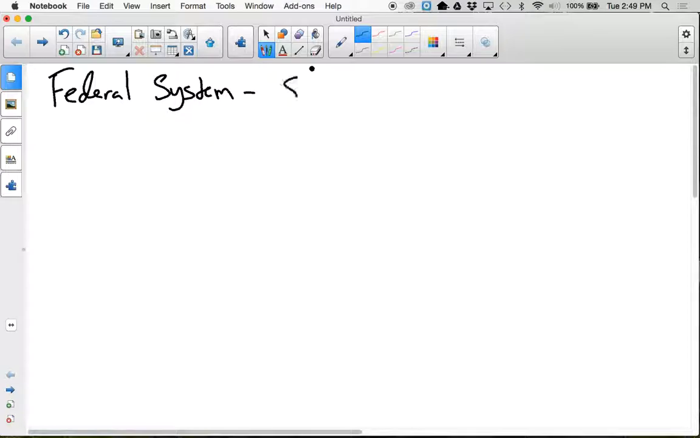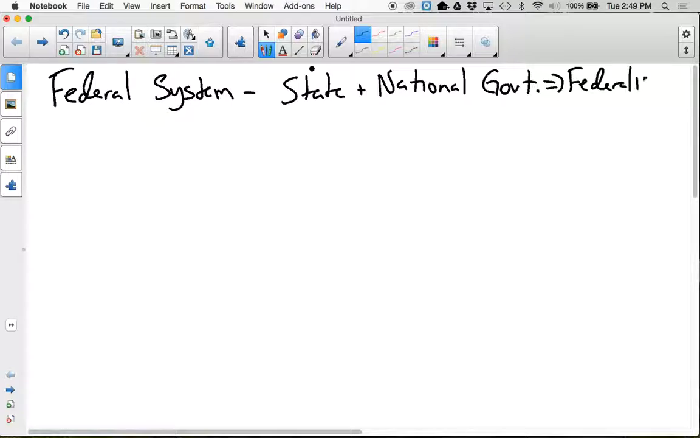So, the federal system. This is the concept of state plus national government working together. They each work together to form a federalist system or federalism. When we talked about this in class today, who has the power if you go head to head with federal versus state governments? Who has the most power? Federal government. Good.